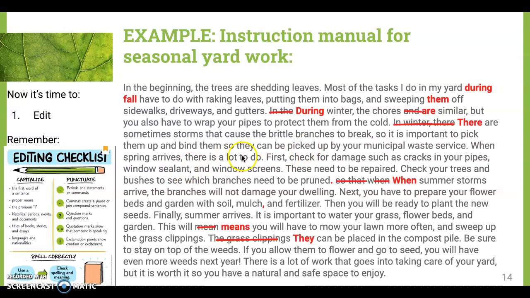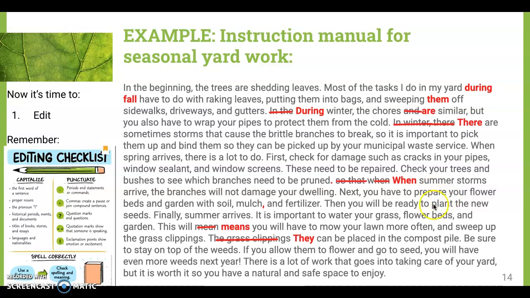When spring arrives, there's a lot to do. First, check for damage such as cracks in your pipes, window sealant, and window screens. These need to be repaired. Check your trees and bushes to see which branches need to be pruned. And I changed that into a period because when it went on, it was more than one complete thought and it was too long. When summer storms arrive, the branches will not damage your dwelling.